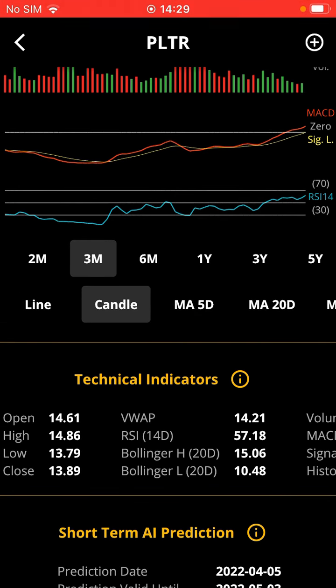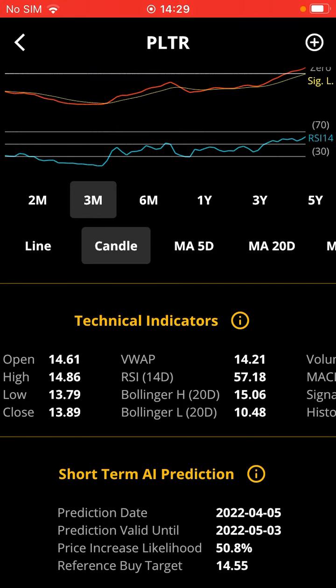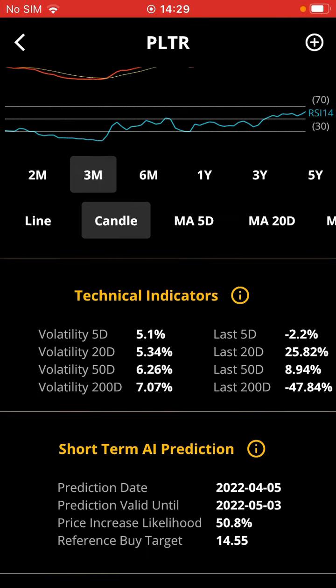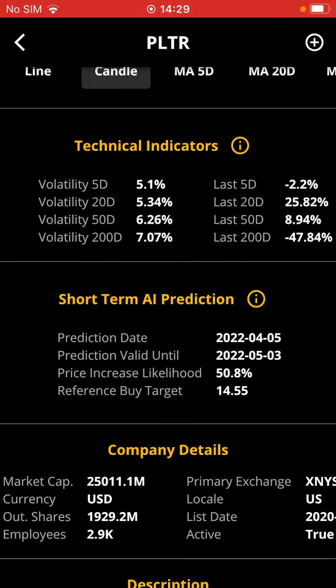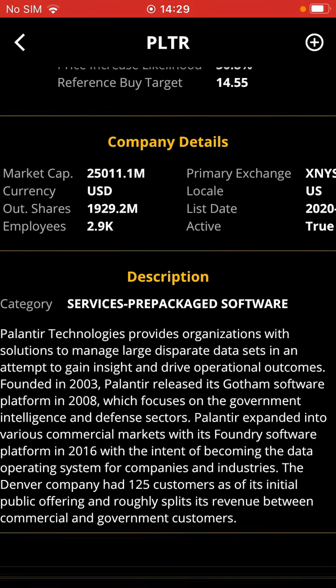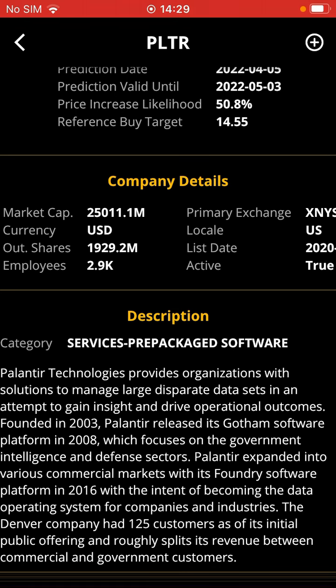And further down on the screen, you see the technical indicators for the stock itself, which are updated after the end of each business day when the numbers are settled from the stock market. Later on, we also have some short-term AI prediction for the price movement of the stock that we're going to be talking about a bit more later on. And at the bottom of the screen, you see the company details and the description in this version of the app.